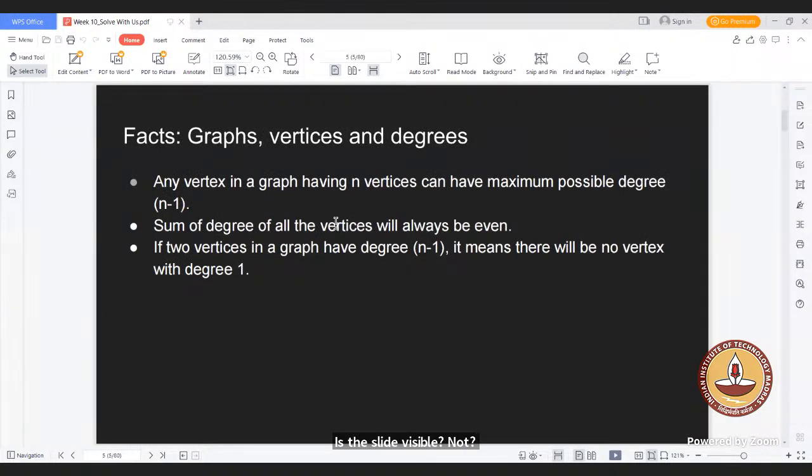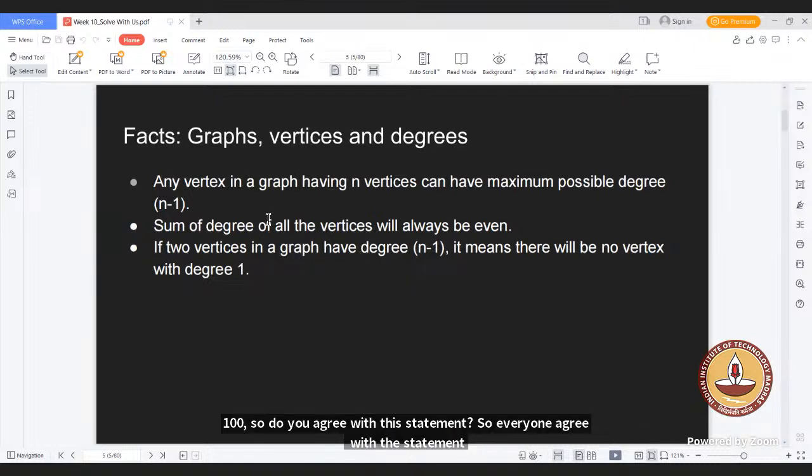For a graph, we are just going to see 3 points now. So any vertex in a graph having n vertices can have maximum possible degree of n minus 1. So do you agree with this statement? Everyone agree with this statement? Yes, sir.